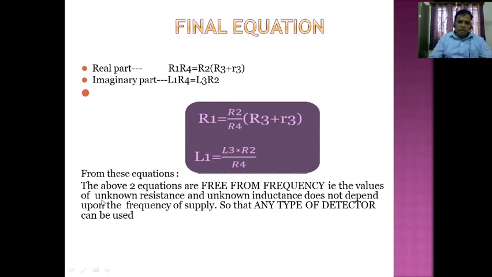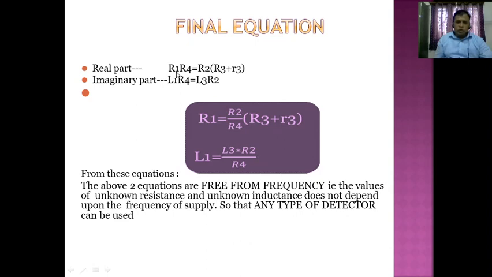After simplifying the equation, the final equation we get has the real and imaginary parts separated. So here the real part is R1 R4 equals R2 into (R3 plus r3), where small r3 is the internal resistance, given as the sum of R3 plus small r3. The imaginary part is L1 R4 equals L3 R2, by solving the equation.